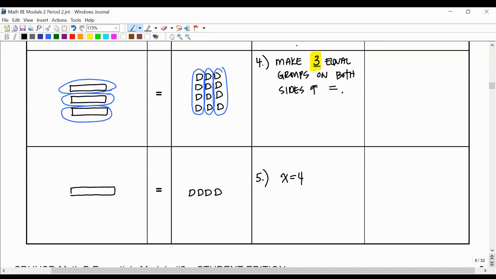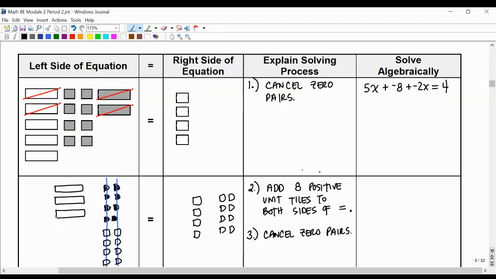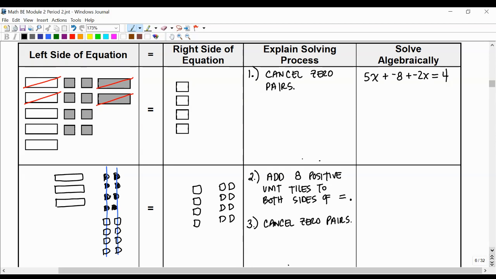Okay, now we're going to go back up to the top and we're going to solve this algebraically. So first step is we're going to copy down the original problem that was up at the top of our paper, which was this. All right, and what did we do? We actually did something called canceling 0 pairs. We combine like terms. We combine these and we combine these. And we had 3x plus negative 8 equals 4.